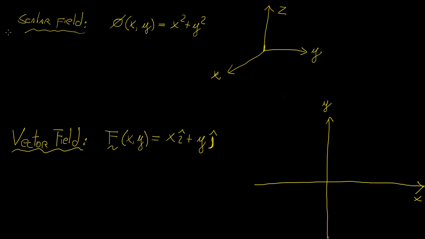So just to give you a quick review of what scalars and vectors are, you remember that a scalar is just a number. It could be a number like 2 or 3. So it's just a number. That's all it is. It has no direction. It is just a magnitude.